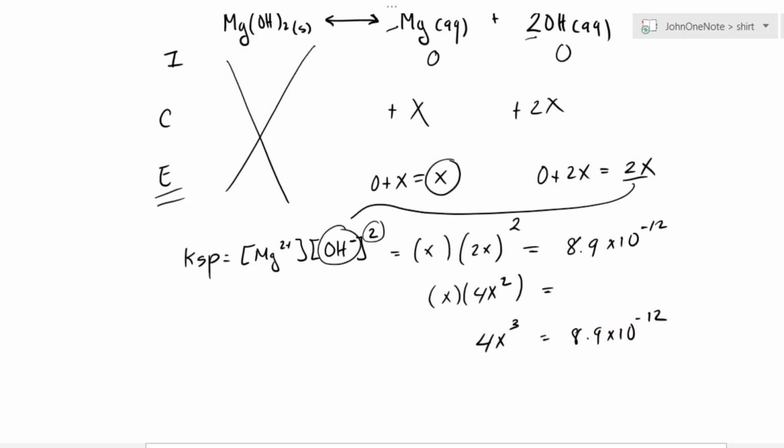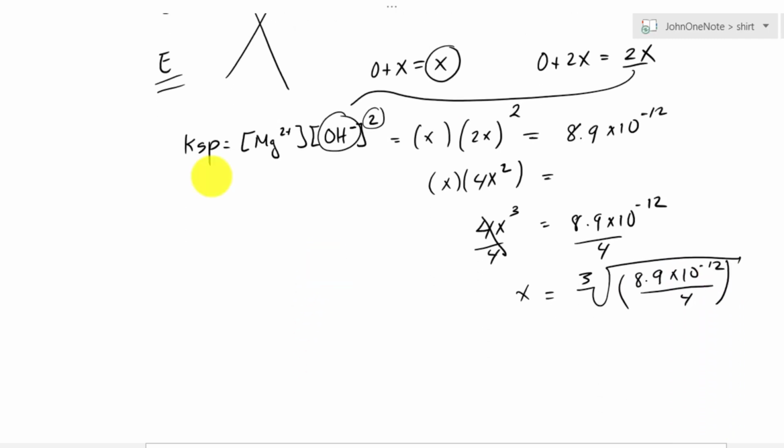Now let's plug in and solve for x using your algebra skills. In this case, I would divide both sides by 4, okay? That would cancel out. And then in order to get rid of that to the power 3, I would need to take the cube root of it, which in this case would look like this. Just remember to put parentheses when you do your calculation on a calculator. So negative 12 divided by 4.